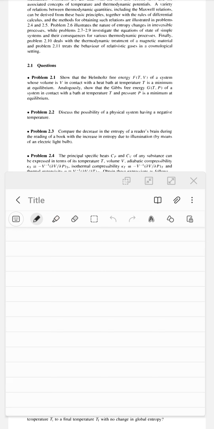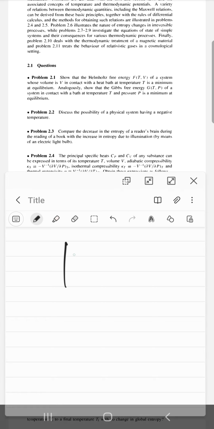So the first question is: show that the Helmholtz free energy of a system whose volume is V in contact with a heat bath at temperature T is minimum at equilibrium. And then something more. But first, we have to show this thing. So okay, let's just think about it.